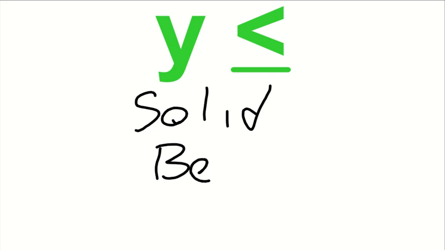What about this one? What kind of line? Solid. So we have a solid line. Is this above or below? Below. So a solid line, and we are shading below. All right, last one. What kind of line? Solid line. And how are we shading? Above.